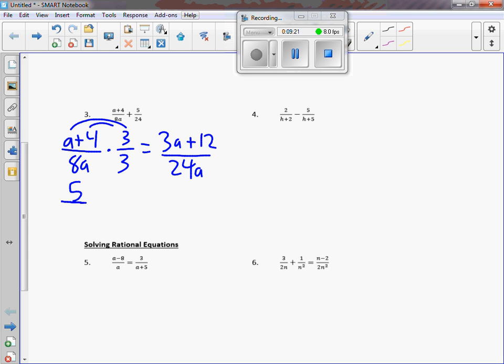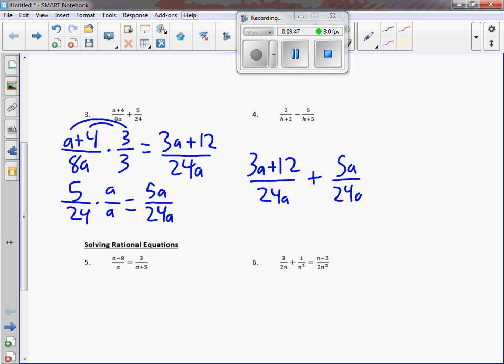And how can I turn 5 over 24 into 24a on the bottom? Times a up on top and bottom. So when we rewrite it, we can rewrite it as 3a plus 12 over 24a plus 5a over 24a. Now that the denominators are the same, we can keep our denominator and combine our like terms on top. We get 8a plus 12.